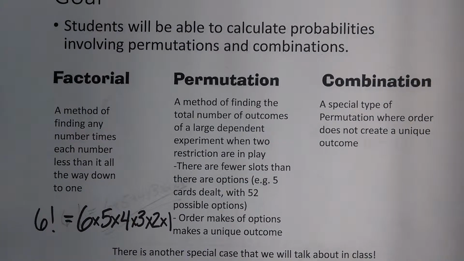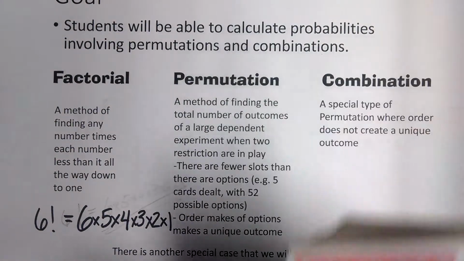You may ask, why do we want to do that? Well, remember, we're talking about probability. And sometimes in multi-stage experiments that are dependent, what will happen is the total number of outcomes will decrease by 1 in each stage. A good example would be that of a deck of 52 cards.